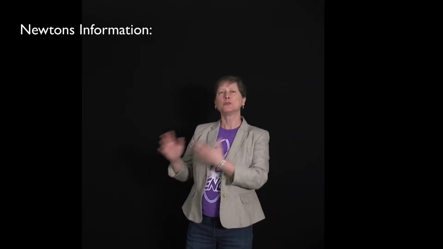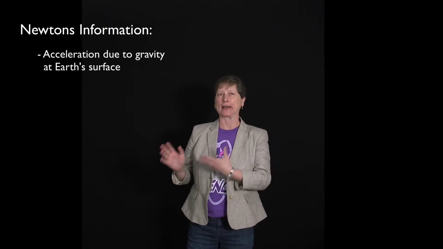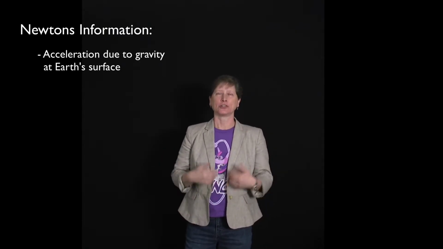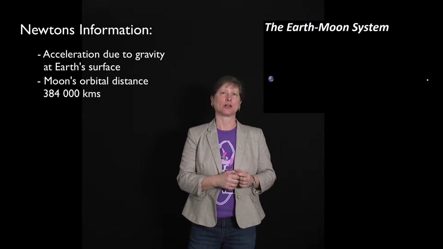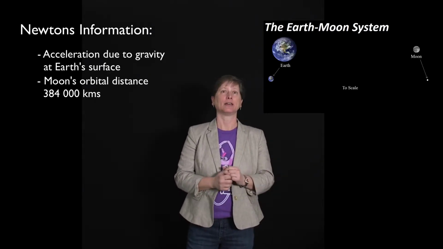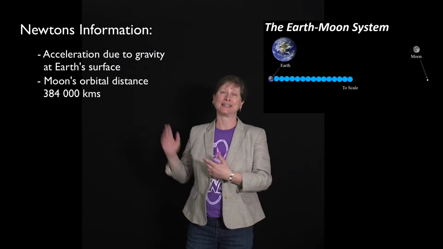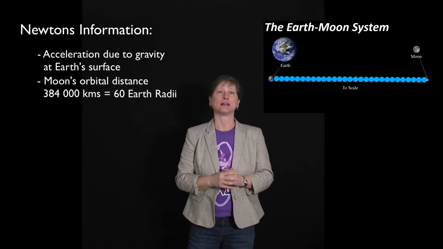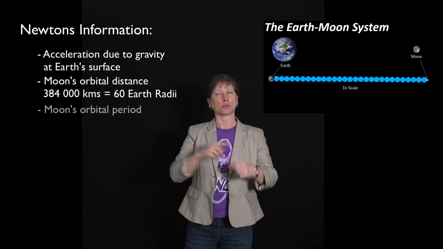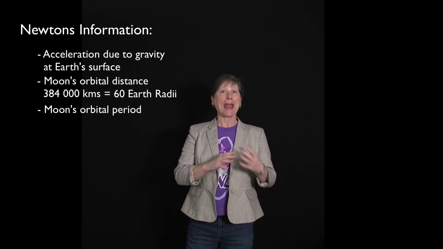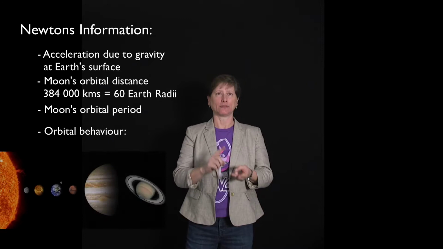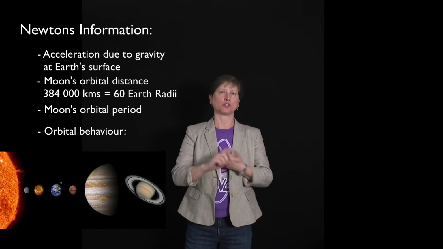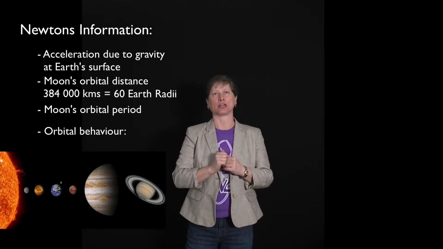So let's take a look at what Newton knew. He knew what the acceleration due to gravity was at the surface of Earth. He also knew what the orbital distance to the moon was. It was 384,000 kilometers, but it's also almost exactly 60 Earth radii. He also knew what the orbital period of the moon was, and on top of this, he knew the orbital behavior of Mercury, Venus, Earth, Mars, Jupiter, and Saturn around the sun.